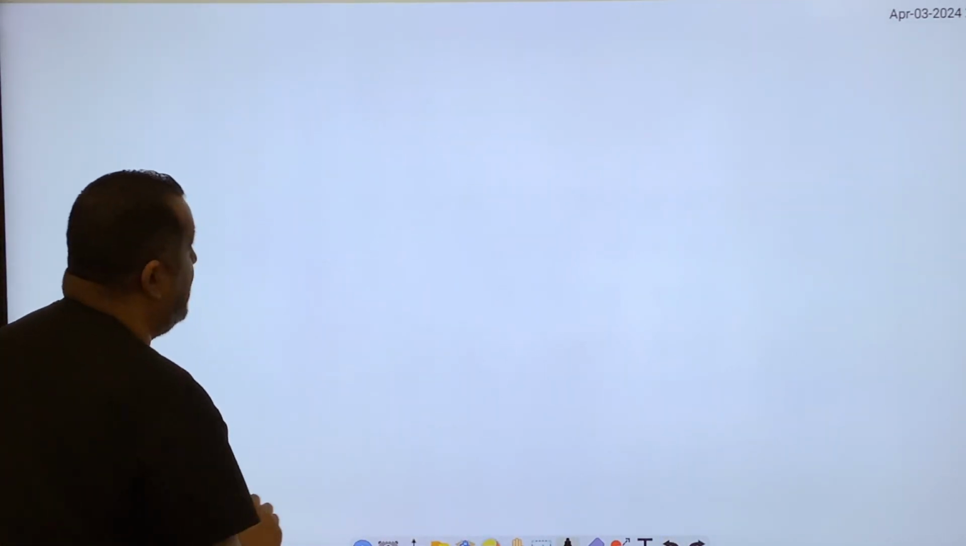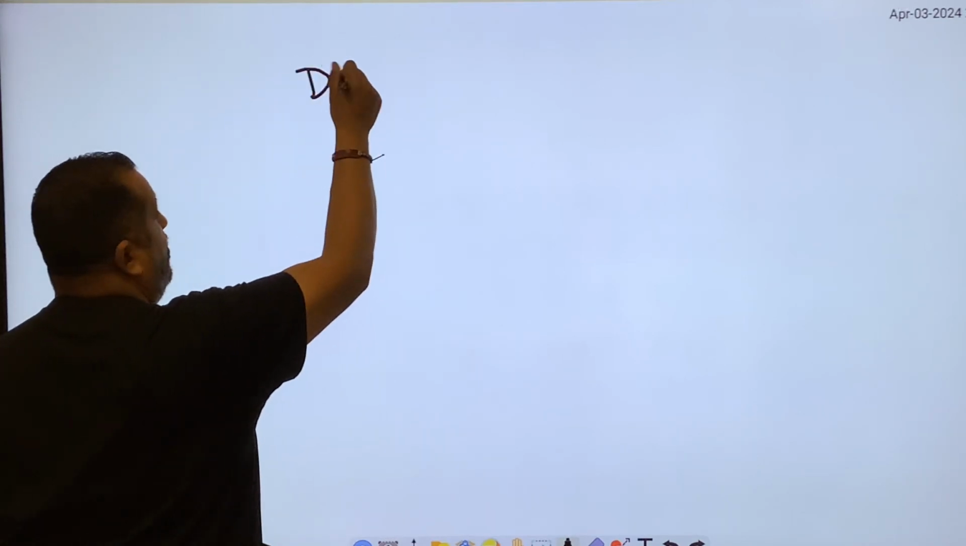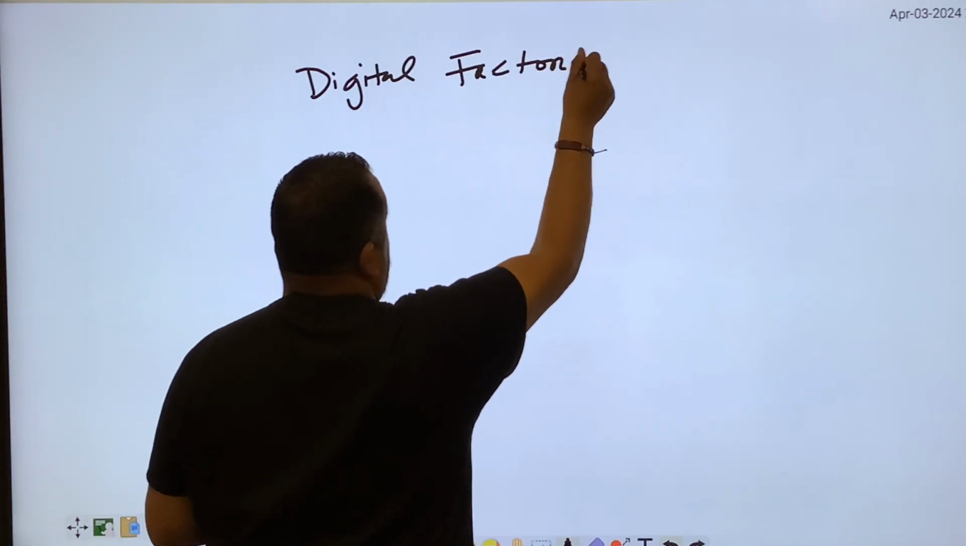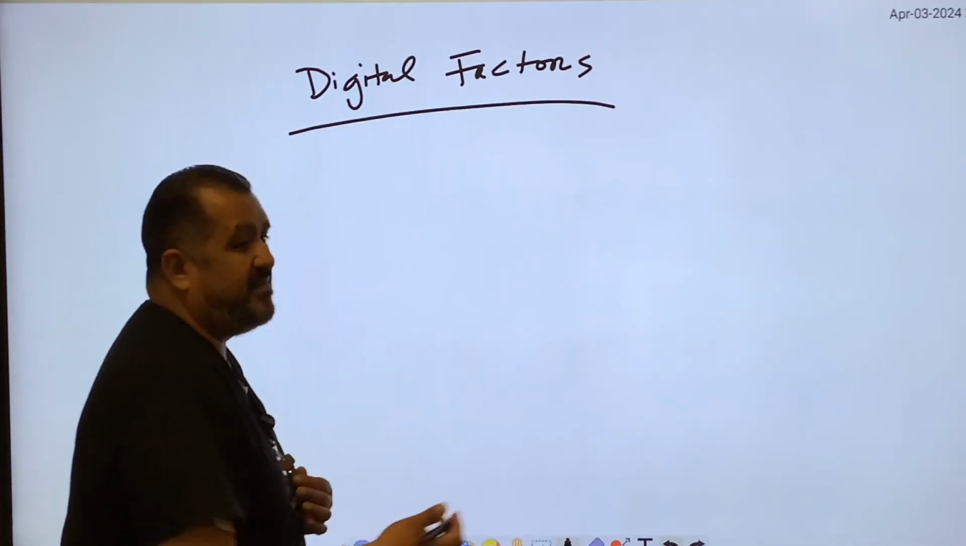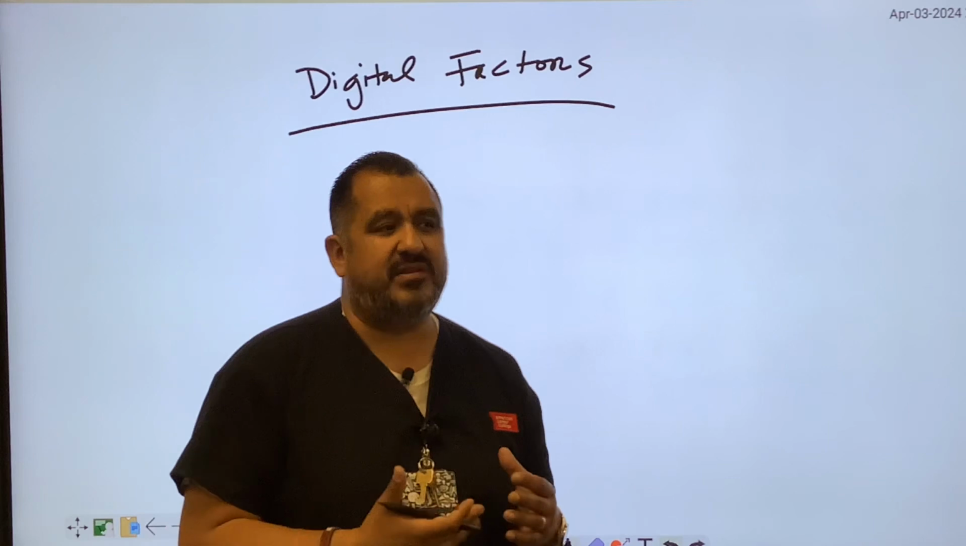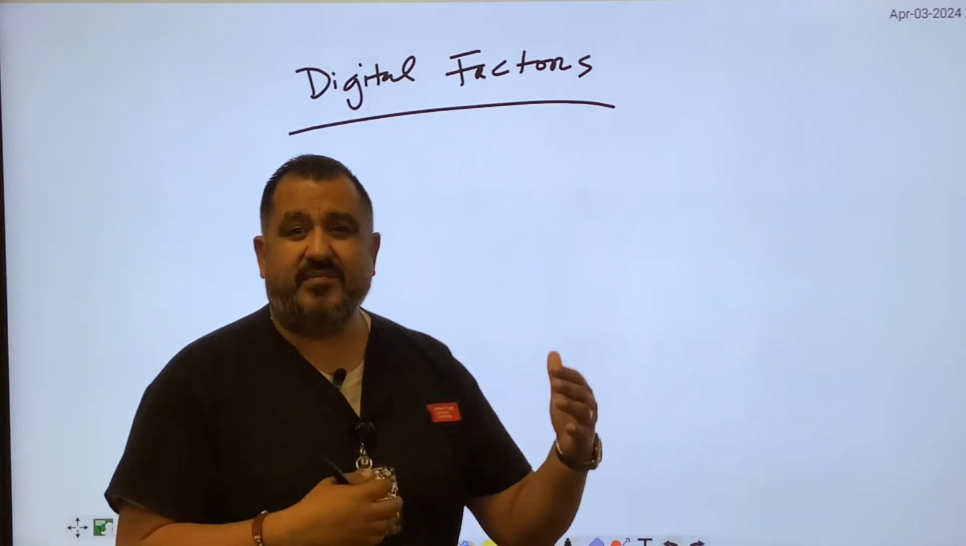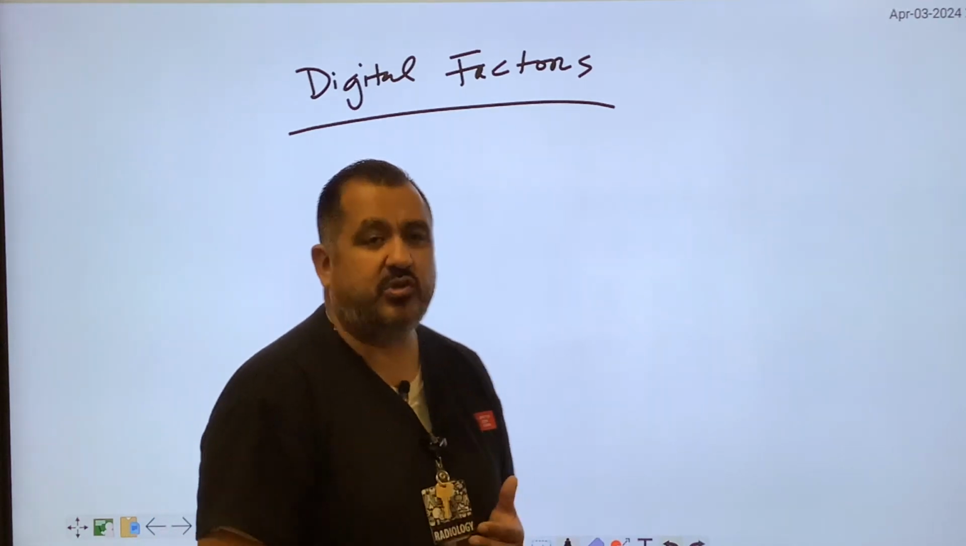Now, we're going to go into digital components. So digital factors. What I'm going to do is list them, and then I'll do a separate video just on digital components and how they affect the imaging itself. Right now I'm just going to list them, and we're going to talk about what they do for spatial resolution.